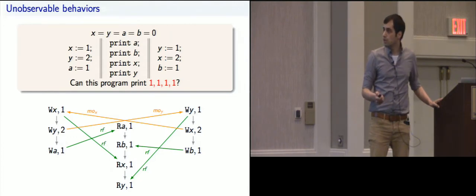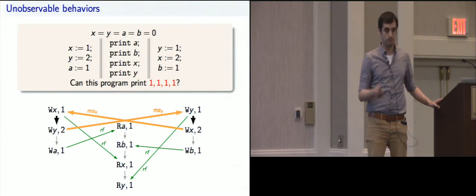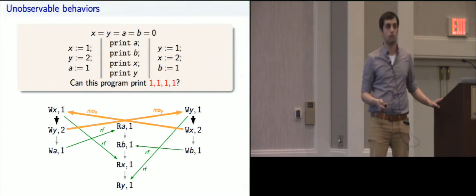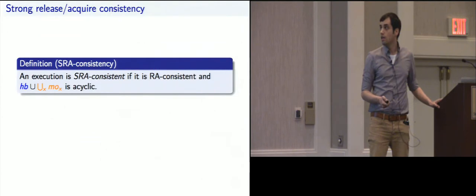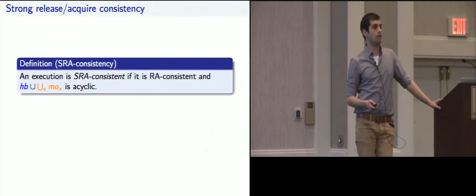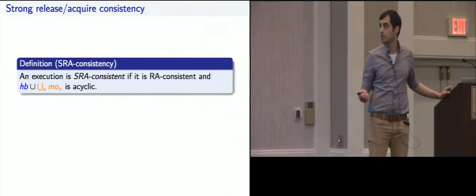Now, what we suggest is to notice this cycle and forbid this kind of cycles. There is here a cycle using program order, modification order on Y, program order, modification order on X. And these are exactly the cycles that we suggest to forbid. So we define strong release acquire consistency, SRA. If an execution is SRA consistent, first it should be release acquire consistent, and in addition, the union of happens before and all the modification orders should be an acyclic relation.